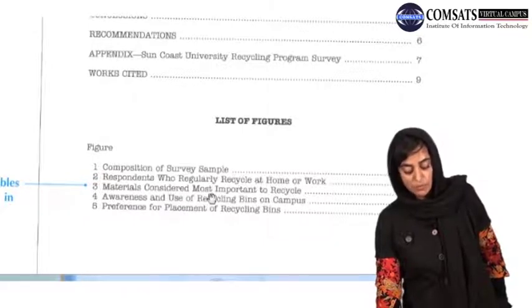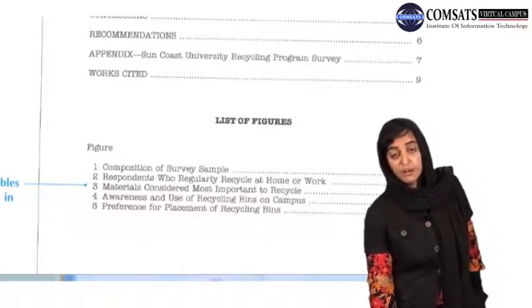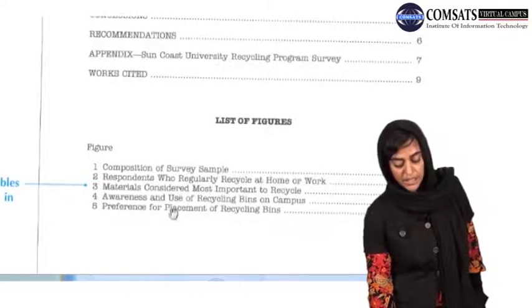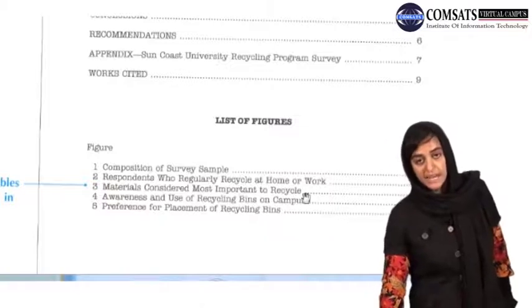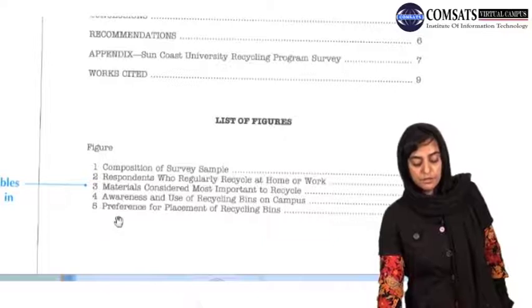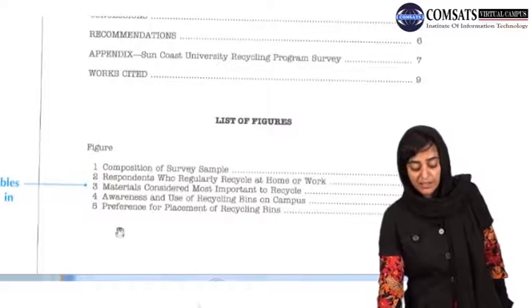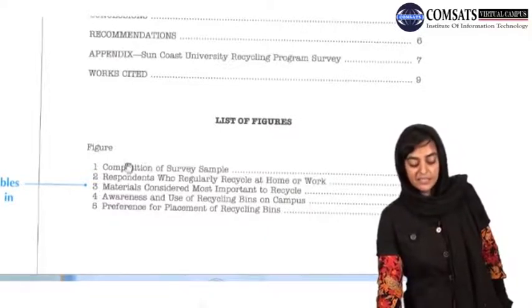Material considered most important to recycle, this is figure number 3 and it's again on page number 3. Awareness and use of recycling bins on campus, this is the title given to figure number 4 and it is there on page number 4. Preference of placement of the recycling bins, this is the title given to figure number 5 and the page on which this figure is placed is page number 5. Let us see the first figure, composition of survey sample, on page number 2.